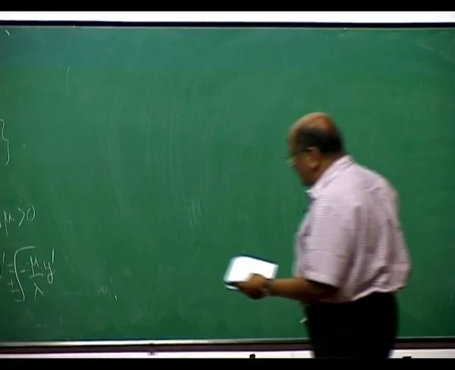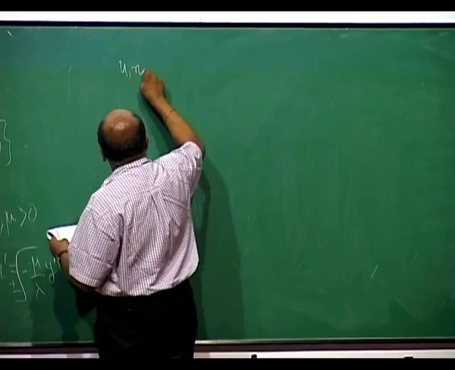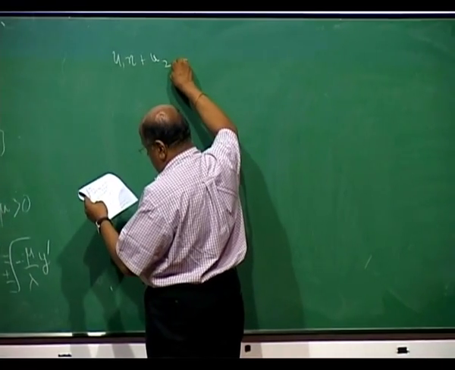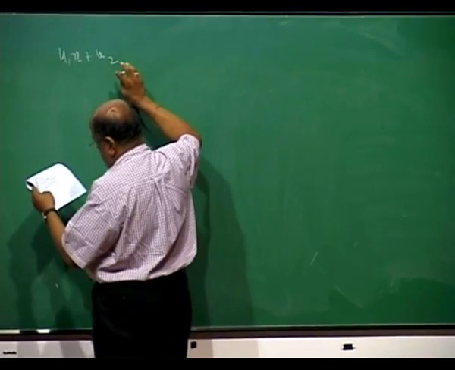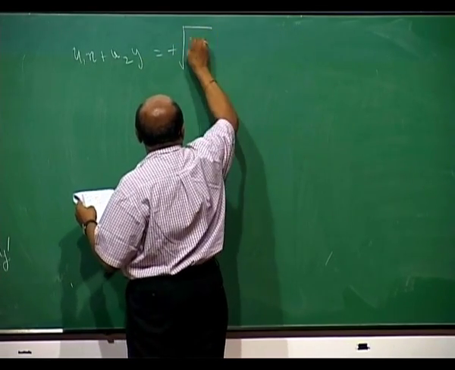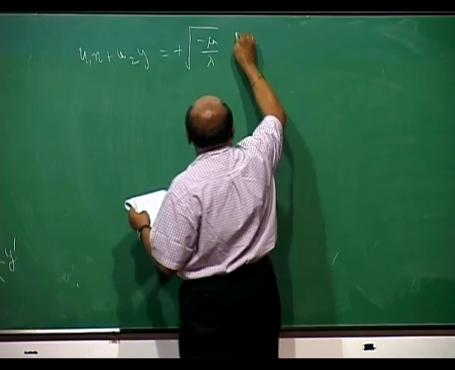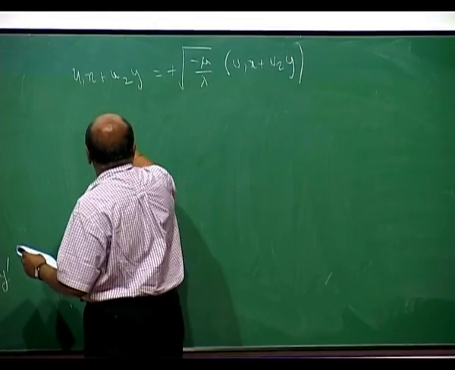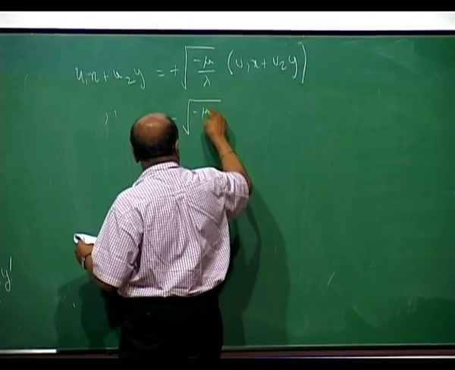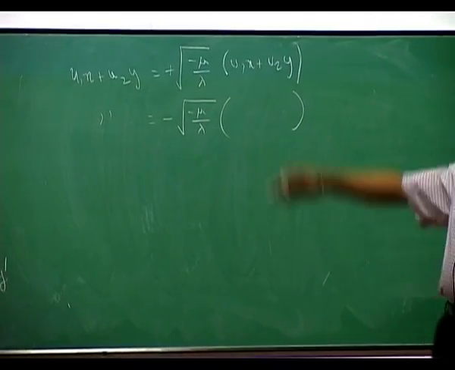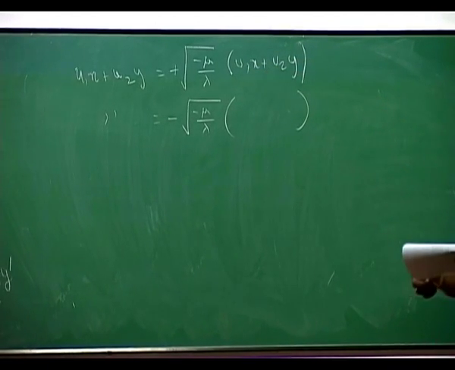So the two lines now are, because x dash and y dash you have the expressions here, u1x plus u2y equals plus root of minus mu by lambda times v1x plus v2y, and then u1x plus u2y equals minus root of minus mu by lambda times v1x plus v2y. So these are the equations of the two lines which are represented by that single equation.